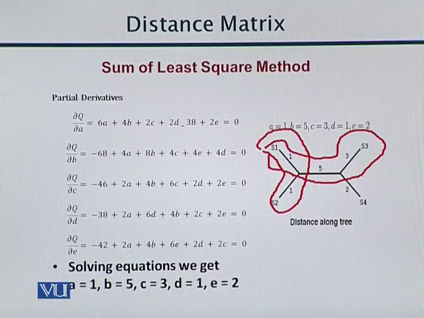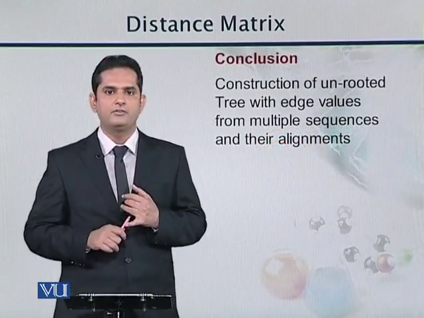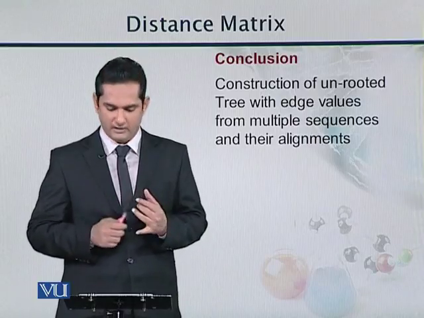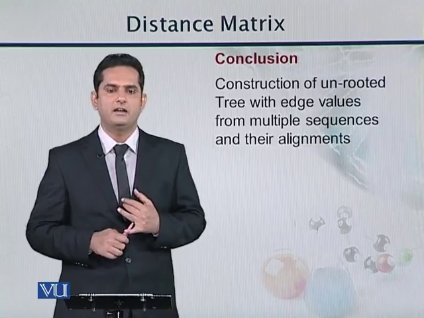So what is the output of this algorithm then? We had our initial sequences. We aligned them using multiple sequence alignment. Then we converted them into a table, and by using partial derivatives, we converted them into an unrooted tree which has different weights for the branches present in the tree. So what is our conclusion? We have the construction of an unrooted tree with weights assigned to different nodes and branches, using multiple sequence alignment techniques.